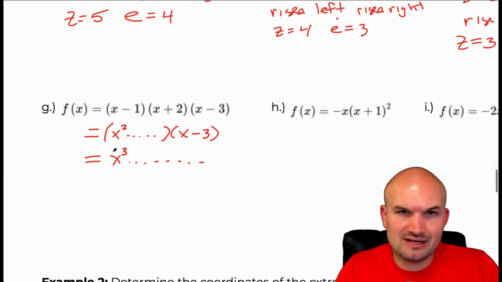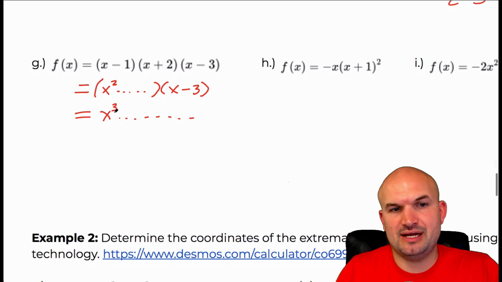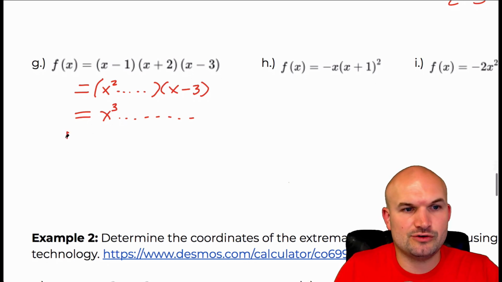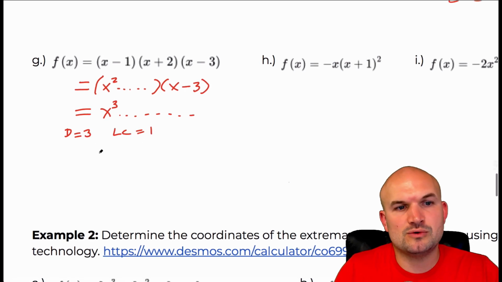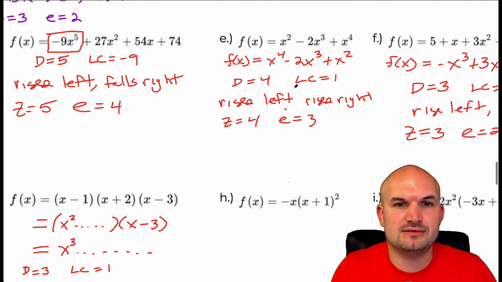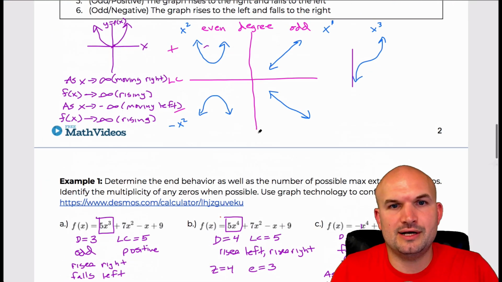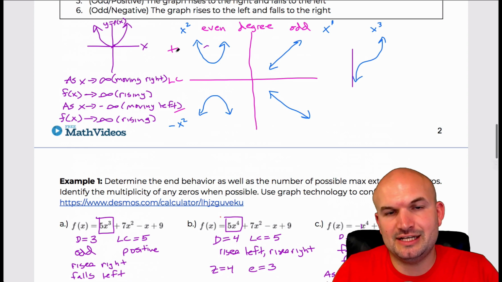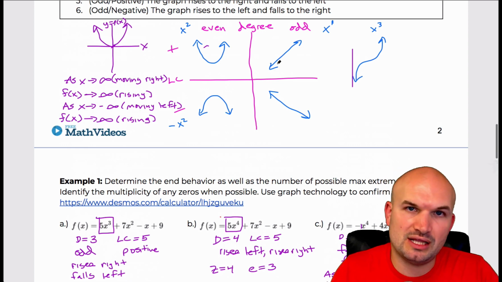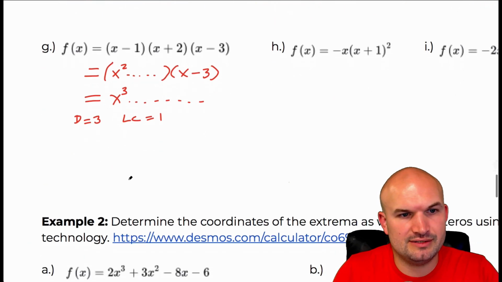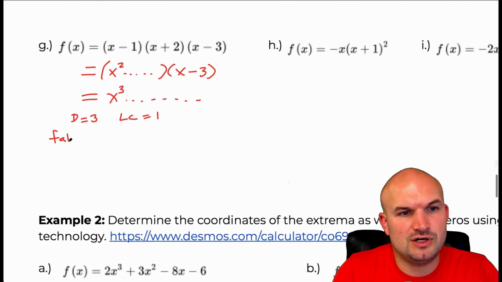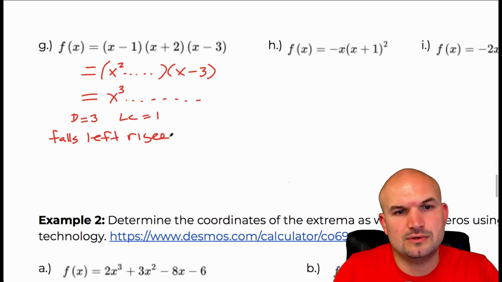So now I can find the end behavior from here. The leading term x cubed has a degree which is odd. The degree is 3, and my leading coefficient is 1, which is positive. So going back to my leading coefficient test up here, if my degree is odd and my leading coefficient is positive, it's going to fall to the left and rise to the right. So I'll just go ahead and write in there: falls left, rises right.